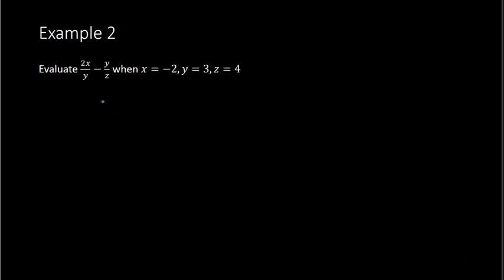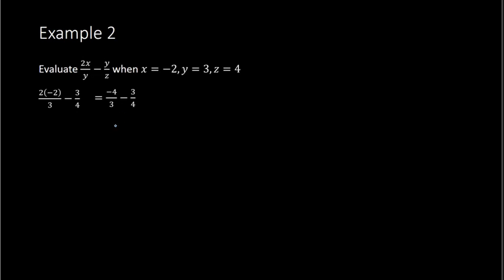Example 2. We have 2 times x over y minus y over z. And you're to evaluate when x is equal to -2, y is 3, and z is 4. So I begin by plugging in those values in place of the variables. Instead of 2 times x, we have 2 times -2. Then instead of y, we put a 3. The other y, we put a 3 as well. And then z, we put a 4. So for the numerator of the first fraction, 2 times -2 is -4. So I have -4/3 minus 3/4.